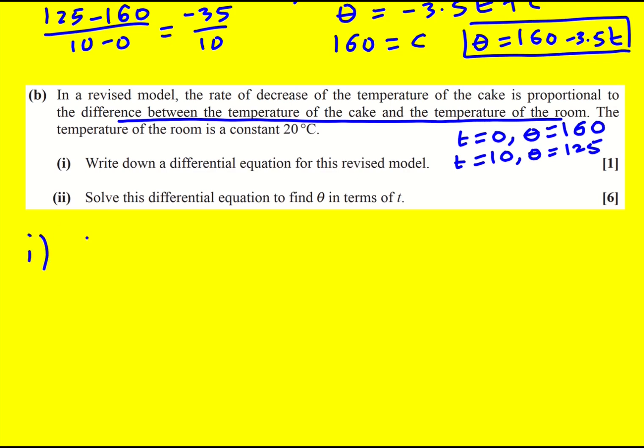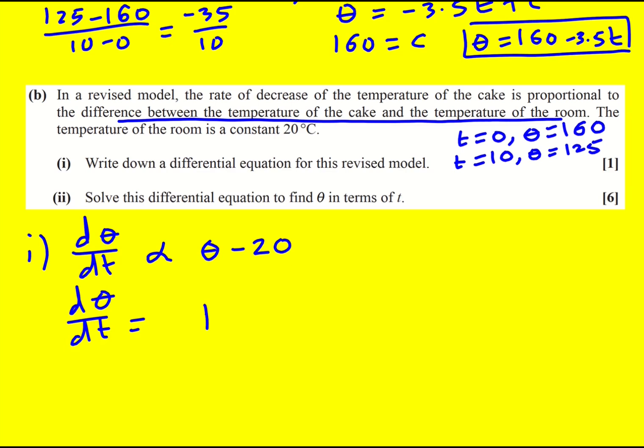So we can say that d theta by dt is proportional to the difference between the temperature of the cake, which is theta, and the room, which is 20. The temperature of the cake is going to be larger, so it's going to be theta minus 20. And that means that d theta by dt is going to be a constant multiplied by theta minus 20. Because again, that's what happens with proportionality.